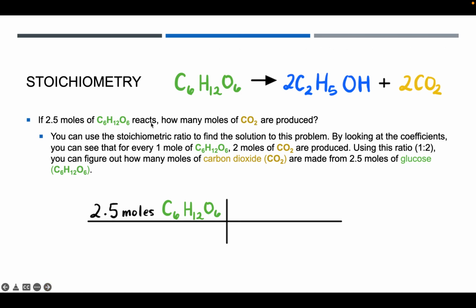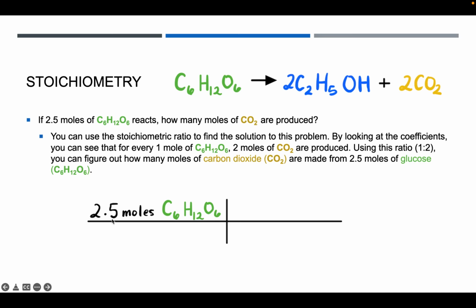Let's look at one example of stoichiometry. You're going to be doing a lot of this in General Chemistry 1, so let's give an example. Looking at my chemical equation up here, going from glucose over here to my products, if I have 2.5 moles of glucose, how many moles of CO2, or carbon dioxide, are formed? Now you can think of all of this as 1 mole, 2 mole, and 2 mole, because of the coefficient in front of it.